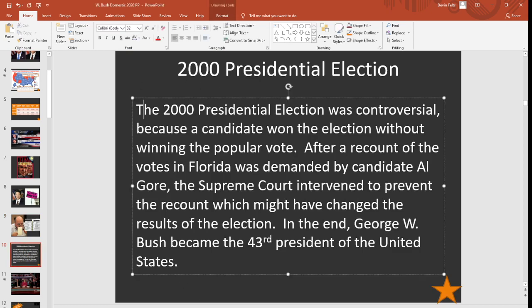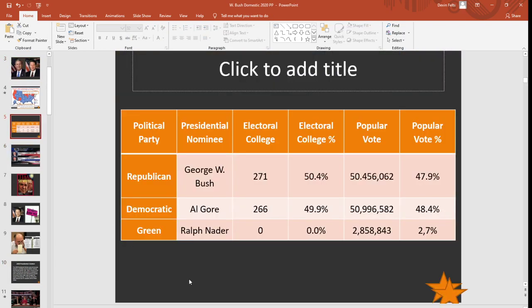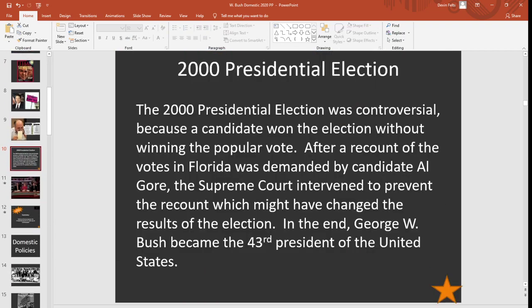So if we look at our notes here, under the section 2000 presidential election, let's read this. It says the 2000 presidential election was controversial because a candidate won the election without winning the popular vote. After a recount of the votes in Florida was demanded by the candidate Al Gore, the Supreme Court intervened to prevent the recount, which might have changed the results of the election. In the end, George W. Bush became the 43rd president of the United States. So what we're saying is that if the Supreme Court would have allowed Al Gore to have his recount of the elections, it's very possible that George Bush would have won and Al Gore would have been president. But that's not what ends up happening.